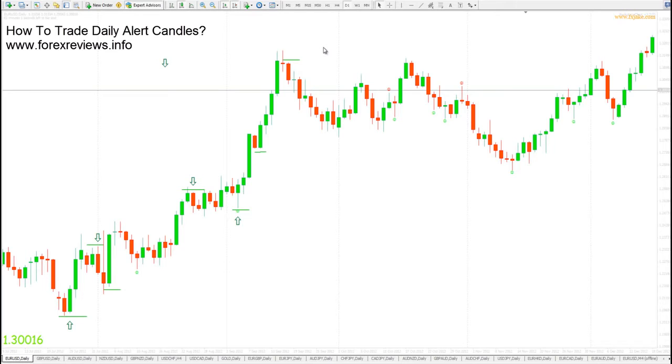Oftentimes I'll wait it out, and other times I'll lock in, and then sometimes I get stopped out, and then the market keeps going in my direction. That does happen in Forex, and as you can see, that happened right here. So it does happen, right? The thing is, you want to minimize it when it happens, because you want to make profit.